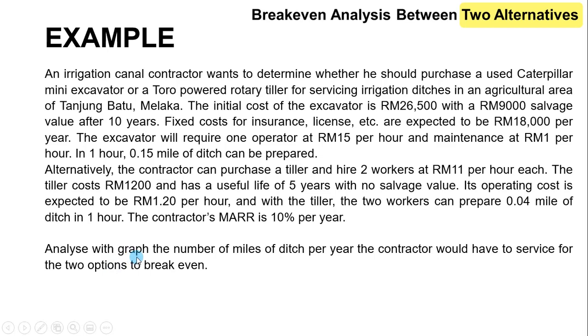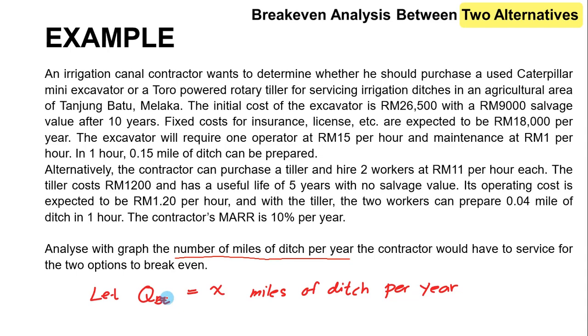So analyze with a graph the number of miles of ditch per year the contractor would have to service for the two options to break even. So the question is actually asking you to find the number of miles of ditch per year at which these two options break even. Okay, so we are interested in finding the break-even quantity, and we're going to let X represent the miles of ditch per year for the break-even quantity.